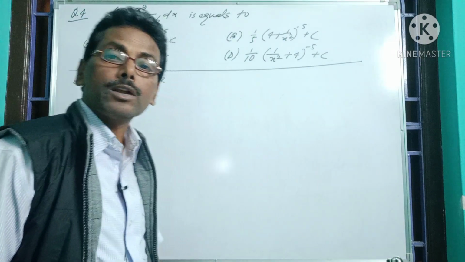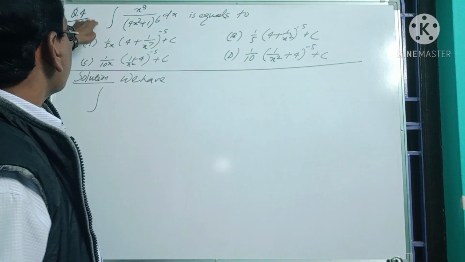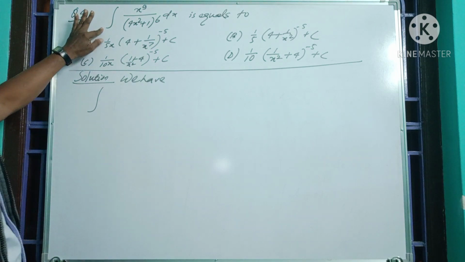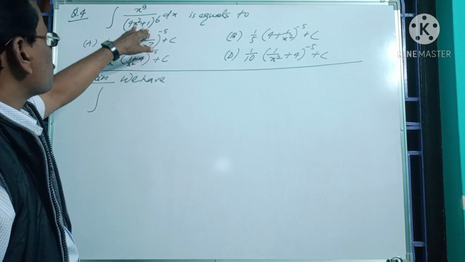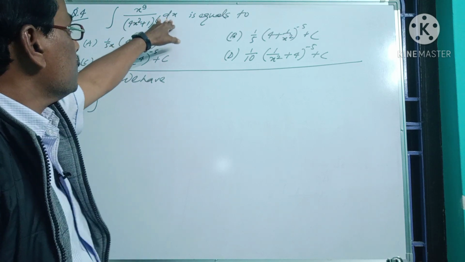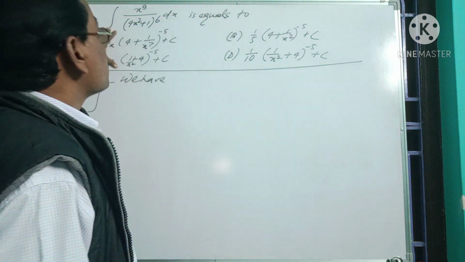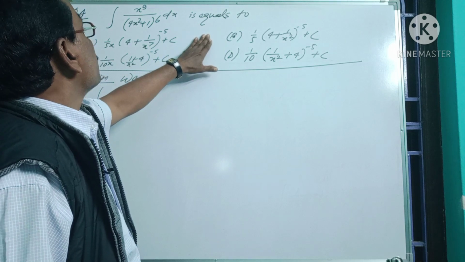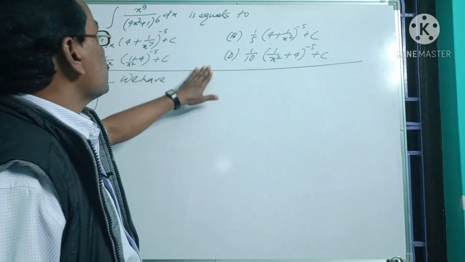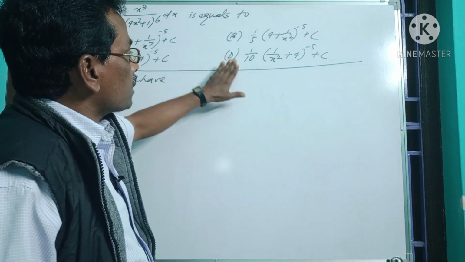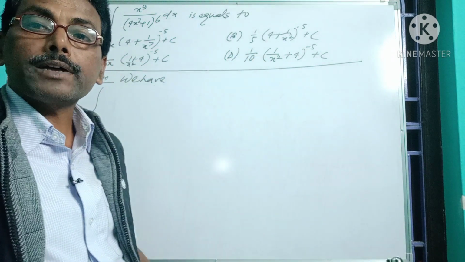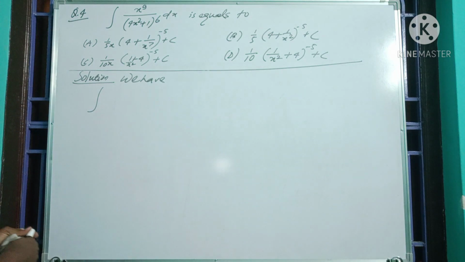Now let us try to solve the fourth problem on integration. The question is: integration of x to the power 9 by (4x square plus 1) whole to the power 6 with respect to x is equal to, and we have 4 choices of answers. Out of the 4 choices, only one answer is correct. So let us try to integrate and find the correct result out of the given 4 multiple choices of answers. So let us start with the integration.